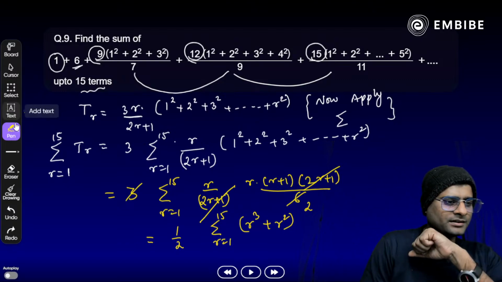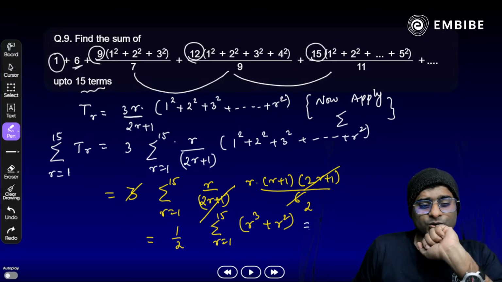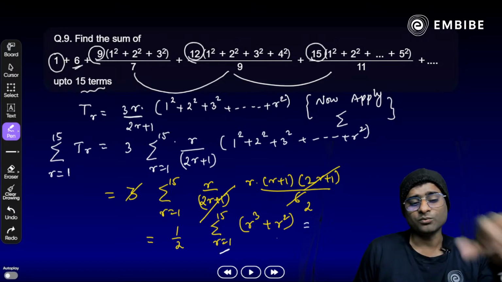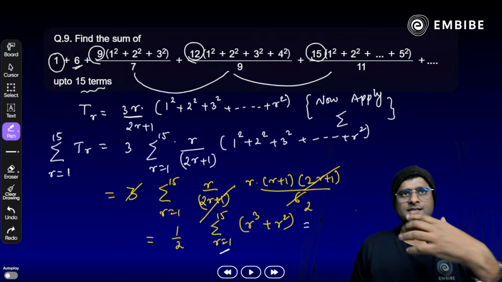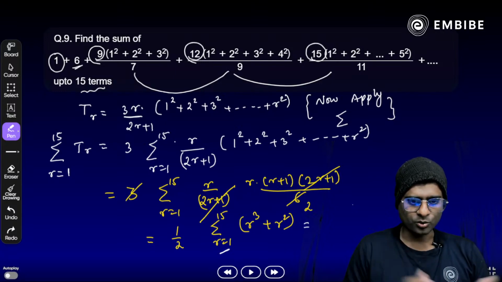Exactly, digital. No worry, some calculation is there. Okay, r cube. But here what is the limit? r equal to 1 to 15 here. Sum of cubes of numbers. Any idea? n into n plus 1 by 2 whole square.